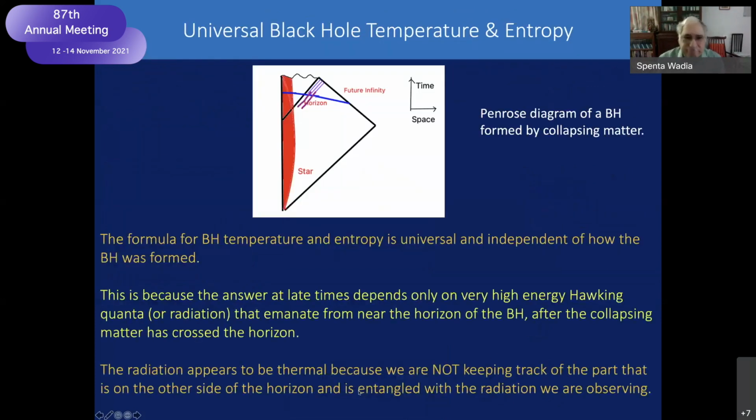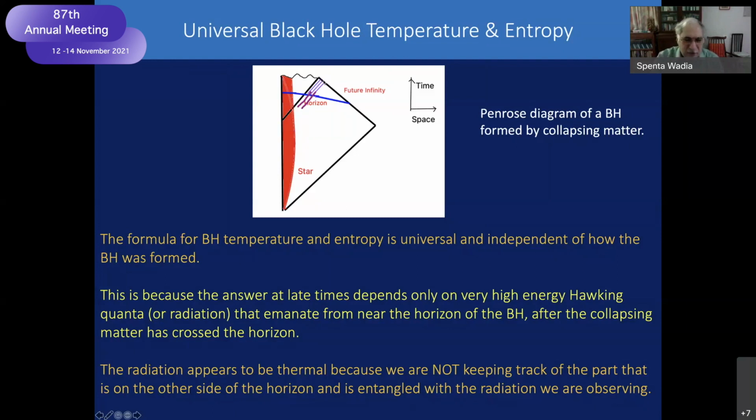Now, why is the calculation of Hawking so important and universal, actually? Why are the temperature and the entropy formula on the last slide so universal? I can't explain this to you in great detail, but here is a glimpse of it. The formula for black hole temperature and entropy is universal and independent of how the black hole formed. And this is because of the answer at late times, at which an observer sitting here with an apparatus is looking at the radiation. At late times, only very high energy Hawking quanta, Hawking radiation modes from around here, even after the black hole has gone in, this is the horizon, essentially make a contribution to the calculation of the black hole entropy.